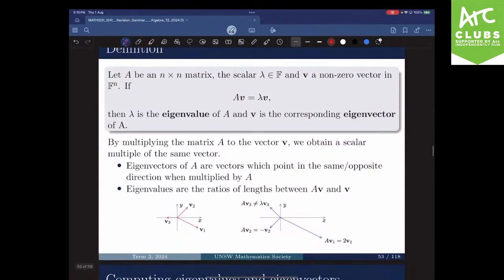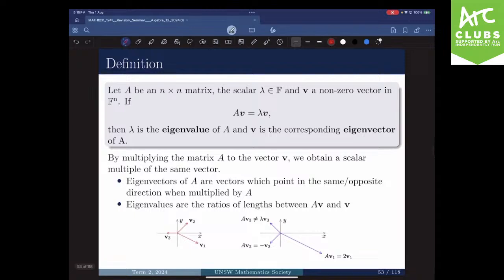But okay, so how do we define eigenvalues and eigenvectors? If A is an n by n square matrix, and we have a scalar lambda in our field F, and a non-zero vector V in Fn, such that A times V is equal to lambda times V, then lambda is an eigenvalue of A, and V is a corresponding eigenvector of A.